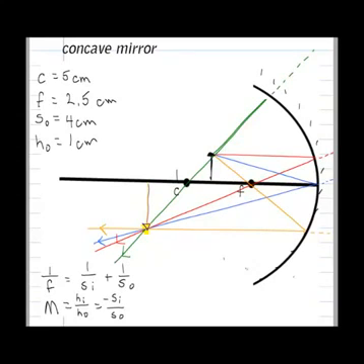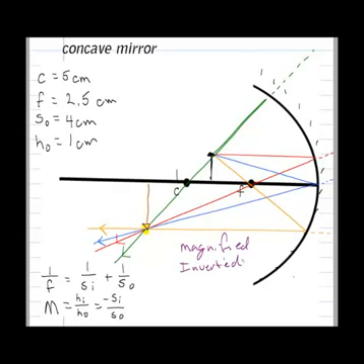Next, we're going to compare that image to the object, and we compare the size. And if I measure the image size, it's about 2 centimeters, so it is magnified, so it's larger. The next thing I'm going to do is compare the orientation. This one's upwards and this one's pointing downwards, and so we call that inverted.